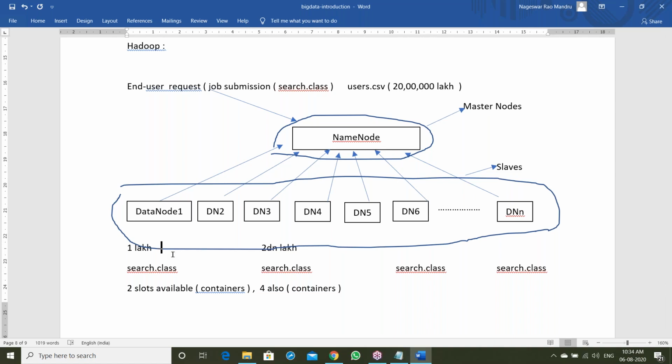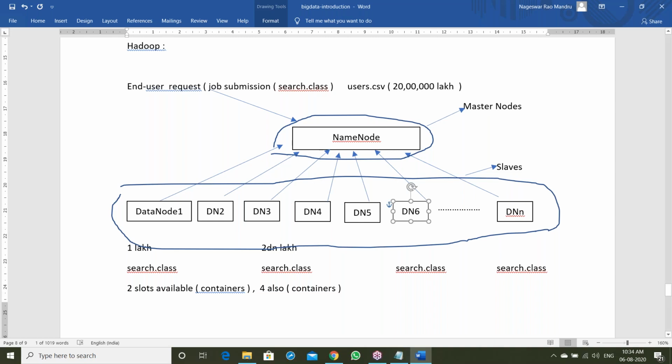That means 3 copies. Replica means copy. Default replication factor is 3. For every data, it generates 3 copies: first copy here, second copy somewhere in the cluster, third copy somewhere in the cluster. Suppose the first copy's disk crashed, no problem, because we have the backup data. Second copy is available. If the second copy's disk crashed, the third copy is available. Even if a disk fails, no problem.